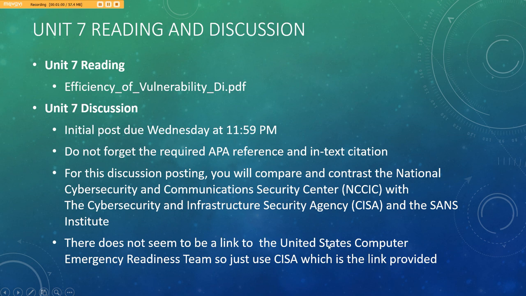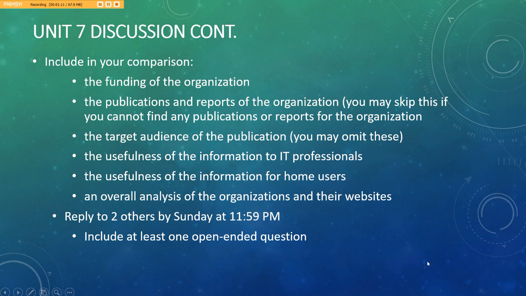Like I said, there is not a link to the United States Computer Emergency Readiness Team, which I think has emerged into CISA, so use that one. So including your comparison, the funding of the organization, the publications and reports of the organization. You can skip this if you cannot find any publications or reports. I couldn't find any, so you can just skip that. The target audience of the publication, of course, you can omit that also because if you can't find publications and reports, you wouldn't have a target audience.